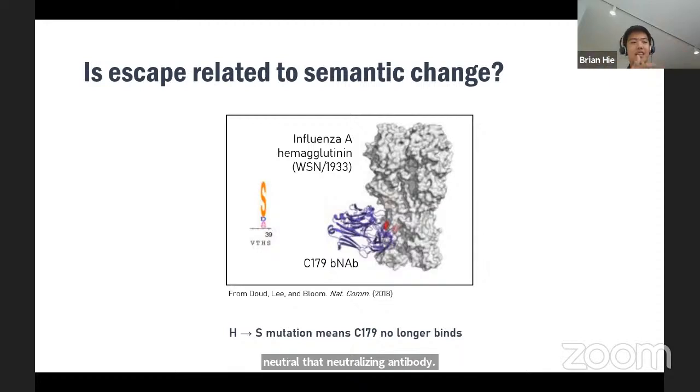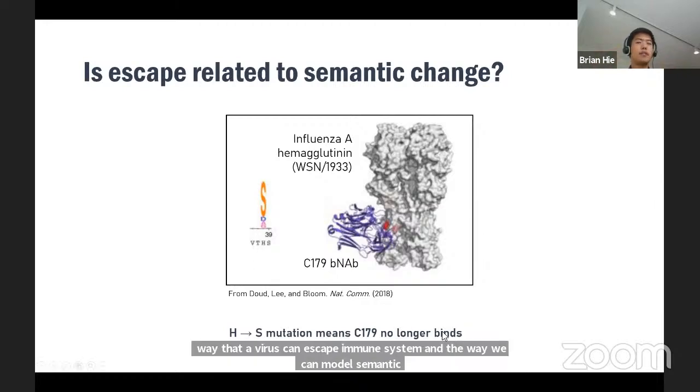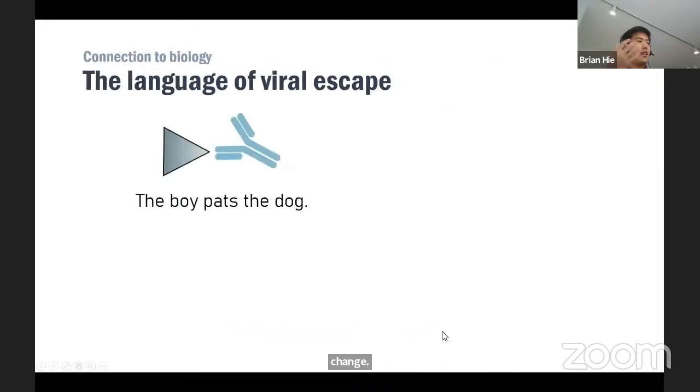And so an initial question that we had is: is there something related between the way that a virus can escape the immune system and the way we can model semantic change using machine learning? To make this a little more concrete, this is how we're thinking about the connection between the language of viral escape.